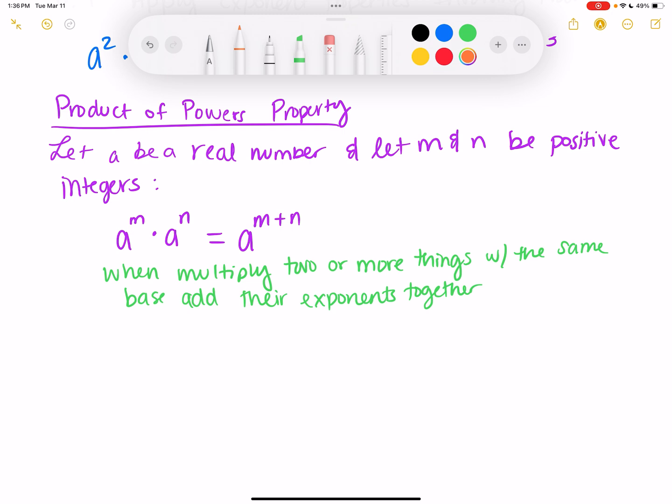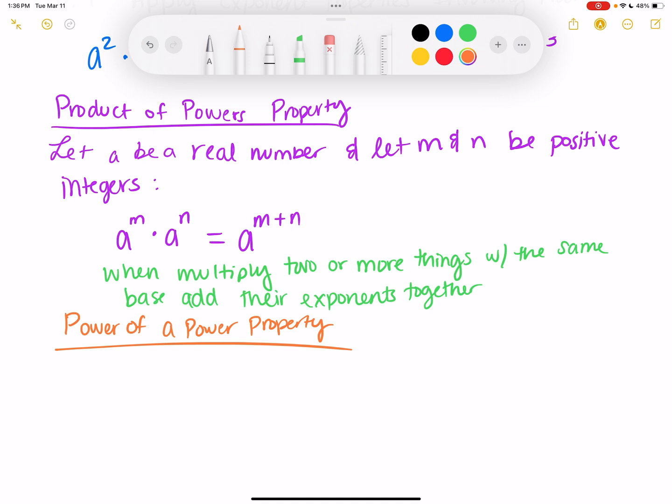Now this next one is the one that people tend to confuse with the previous one, so I'm going to do my best to explain the difference and hopefully make it make sense which one's which. The next one is called the power of a power property. What I wrote up here, let a be a real number and m and n be positive integers, all still applies. I'm not going to rewrite it.